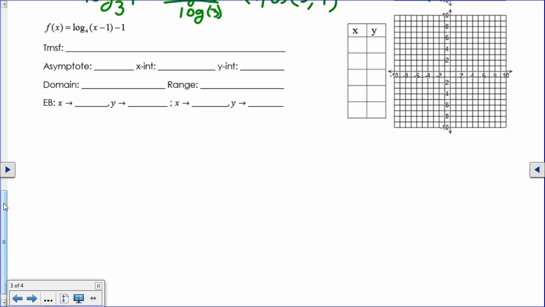The base is 4. What's the asymptote? 1. So you're going to graph the asymptote, so that's x equals 1. Raise your hand. And then you draw little X's at those points, and then you move them according to your transformations.